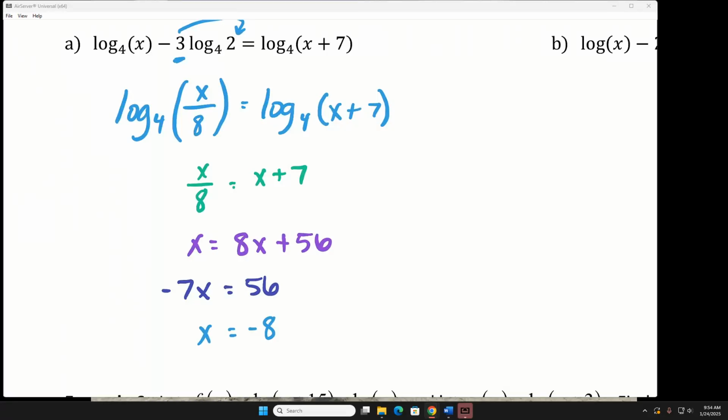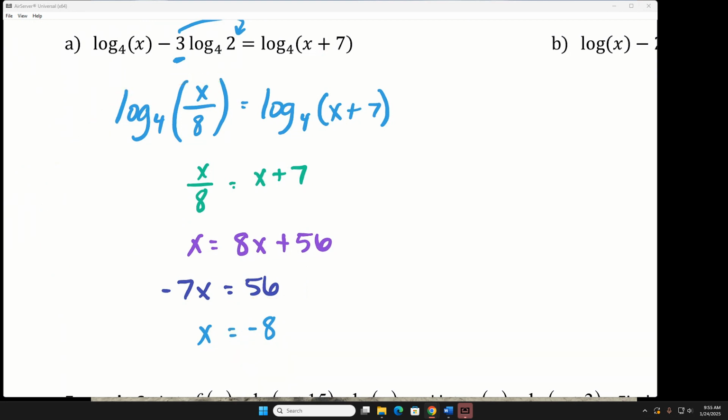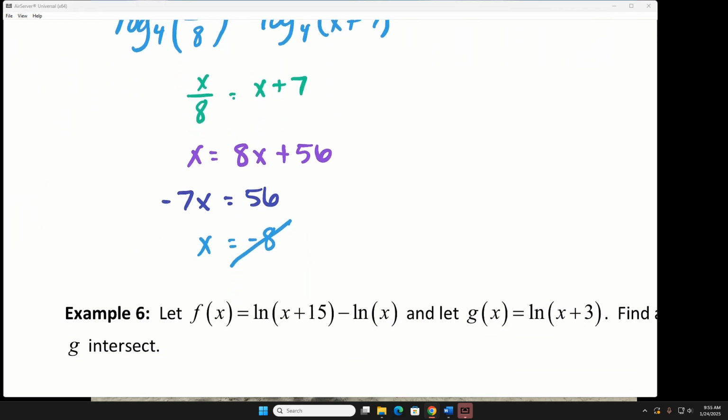All right, and then we're going to make sure that this really is a solution. So when I take -8 and I plug it in, is it a solution? No. And that's okay, but that means there just is no solution to this equation. If we looked at the graphs of each of them, they would never cross each other.